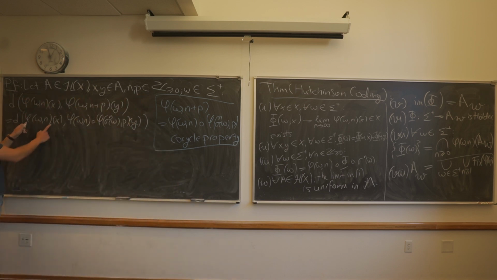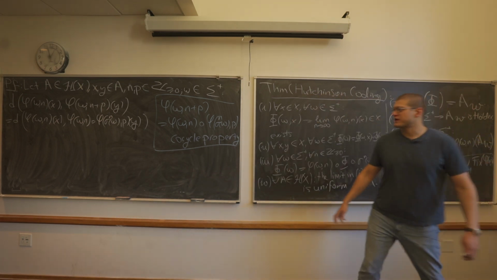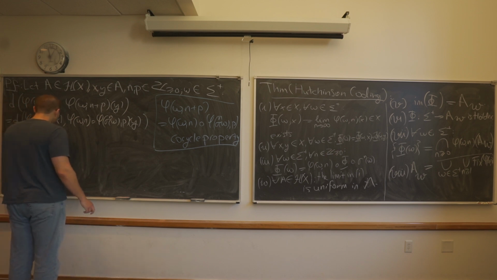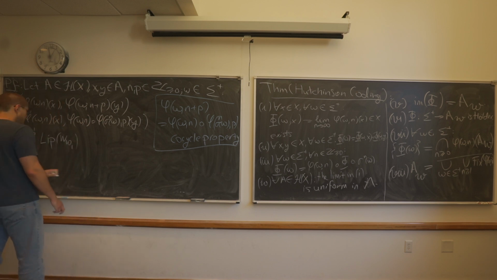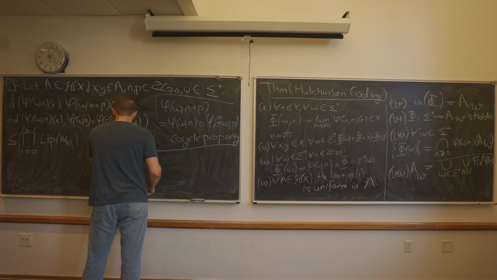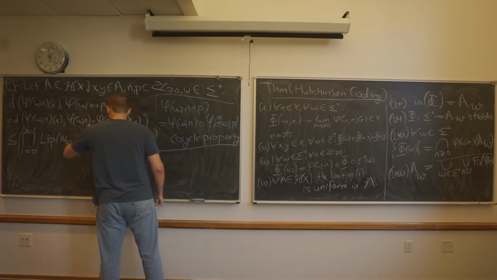Now this is the composition of the contractions that correspond to the first n terms of omega. So I can bound this like this. The product for i from 0 to n minus 1 of Lipschitz of W sub omega i, times d of x, comma, this.